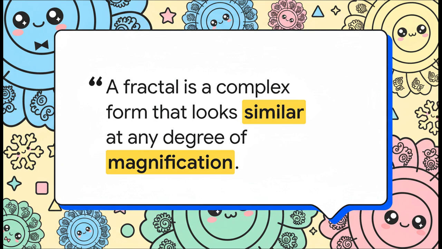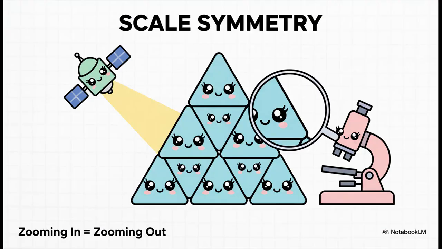The mathematician Benoit Mandelbrot gave us this beautiful and simple way to think about it. He said, a fractal is basically a shape made of parts that are similar to the whole thing in some way. A tiny piece looks just like the whole thing, only smaller. This property is called scale symmetry. It means that whether you're looking at an object from a satellite or through a microscope, the fundamental patterns of its structure just keep showing up, over and over again.